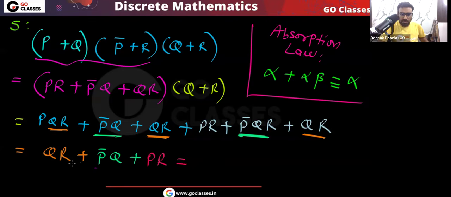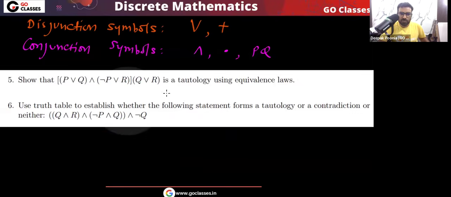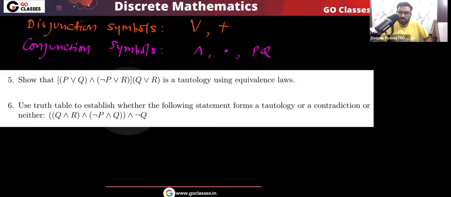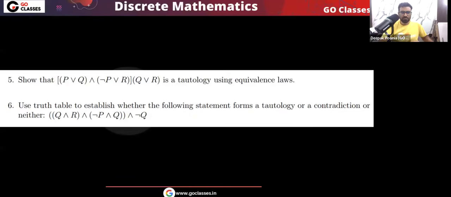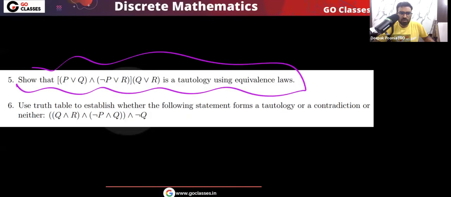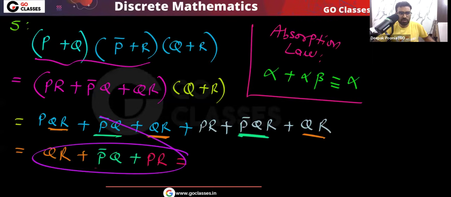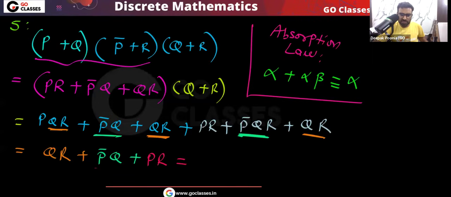Next, let's look at what the question is saying: show that this is a tautology using equivalence laws. I think this question is actually wrong, because it will not be a tautology. You can see we got this expression. If you simplify it further, you can apply the consensus theorem.